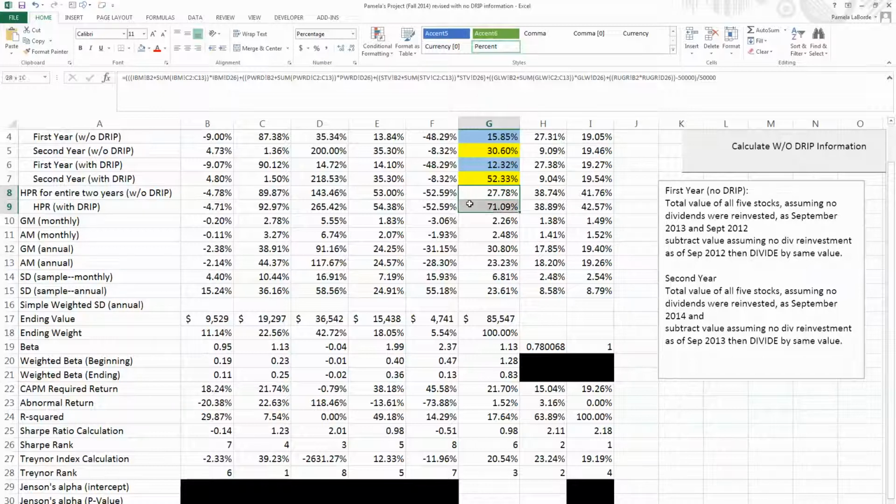And again, I've got a huge difference between my two holding period returns with and without a drip, but that's only because STV pays that huge dividend. Y'all's differences between these two holding period returns shouldn't be nearly as great. I'd say just a couple of percentage points probably, but that's not a guarantee.